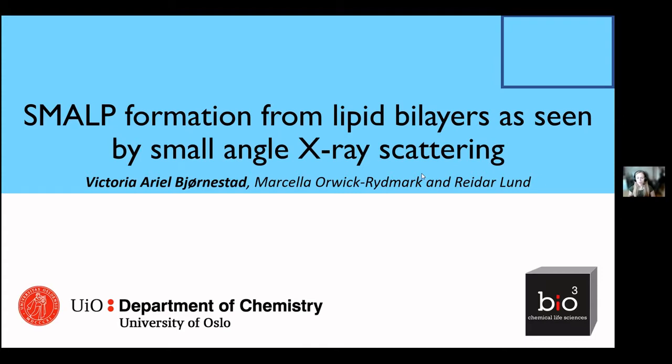But today we will talk about this paper that we recently published, where we used small angle X-ray scattering to characterize the different intermediates in this styrene maleic acid lipid particle formation from lipid bilayers.